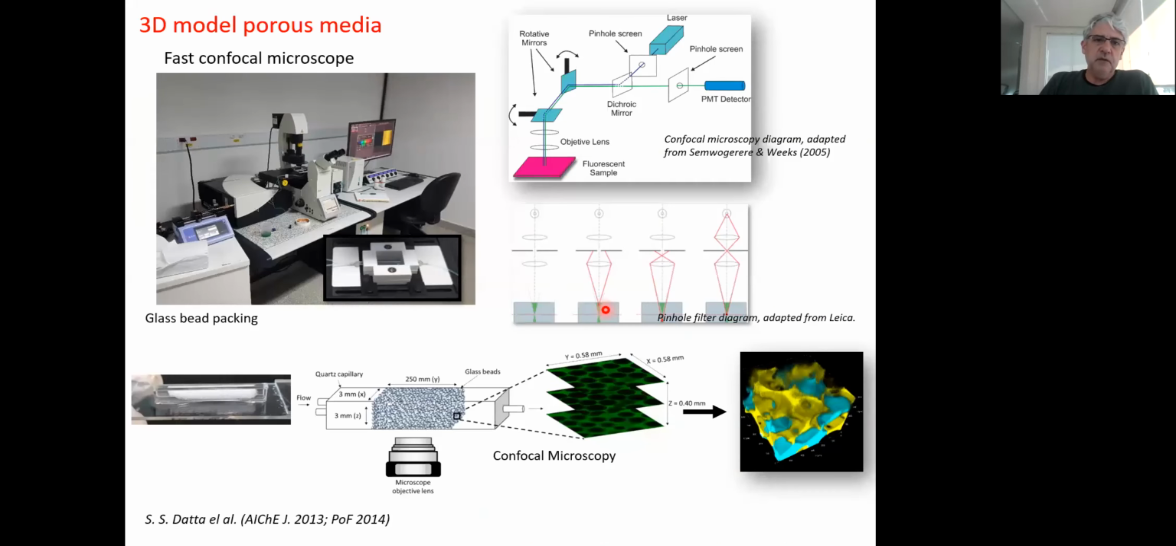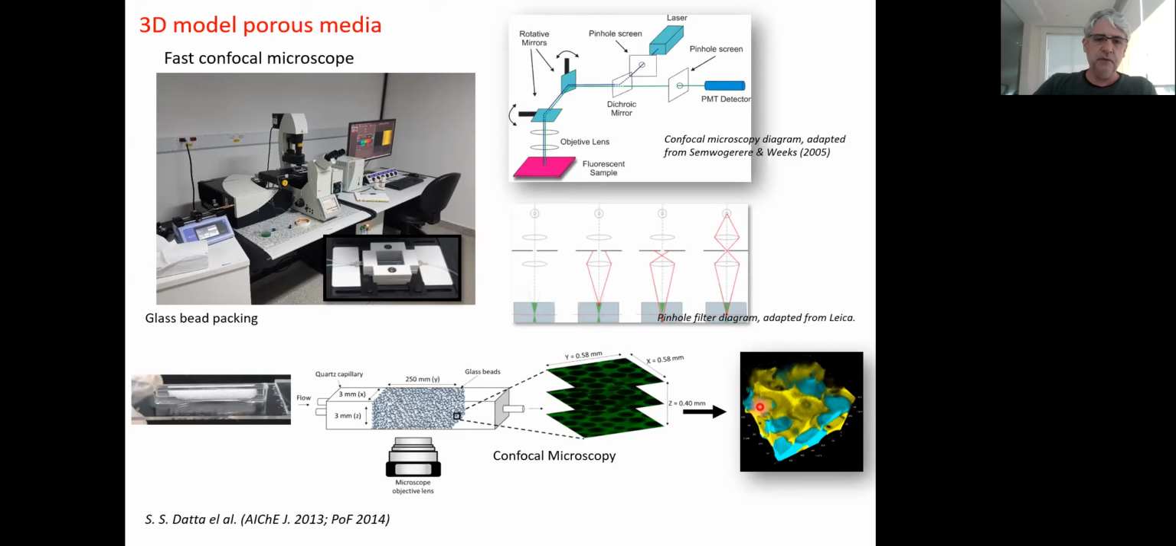And the other type of visualization is a three-dimensional visualization of a three-dimensional porous media. And we use a confocal microscope to do this visualization. This was following the work of Sujit Datta, who opened this meeting yesterday. So the idea is to get a glass bead packing and then use confocal microscopy to try to visualize the flow in this 3D structure. You can stack the images from the different slices, and then you can get a rendering of the image.